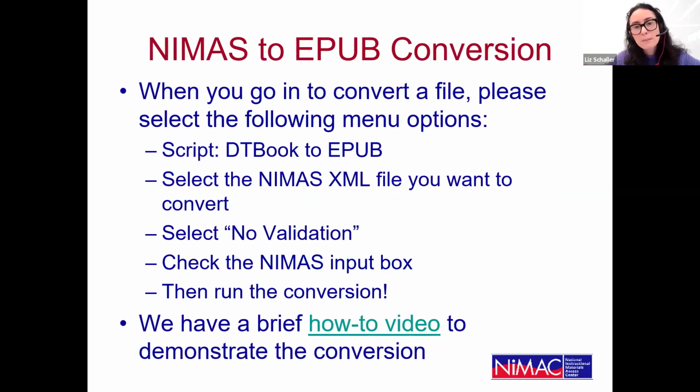It's a fairly simple conversion process. When you go in to convert, there is a lengthy list of scripts to choose from. We want you to use the DTBook to EPUB script. Then select the NIMAS XML file you want to convert. You do have to have the NIMAS file unzipped and be able to select just the XML file.